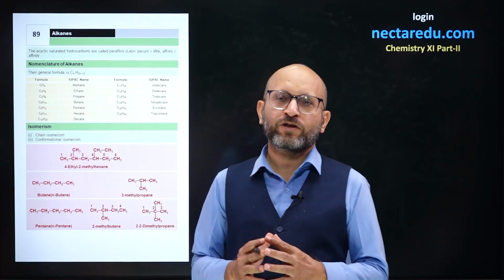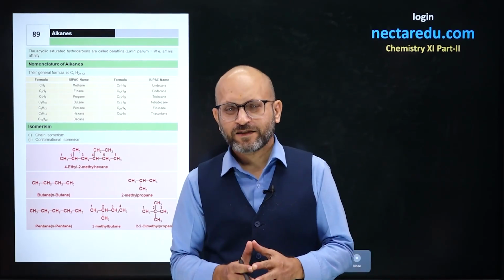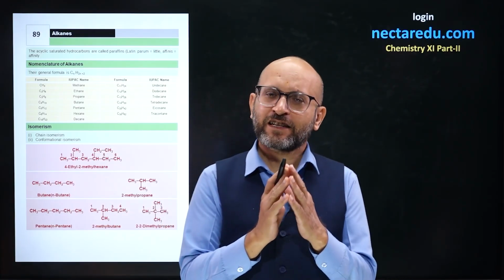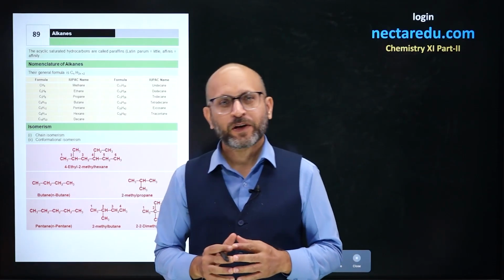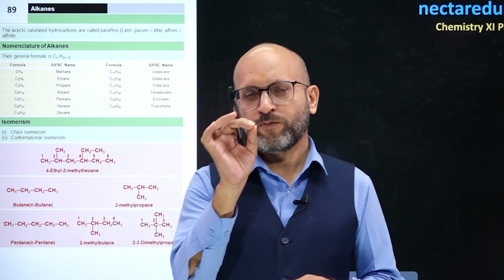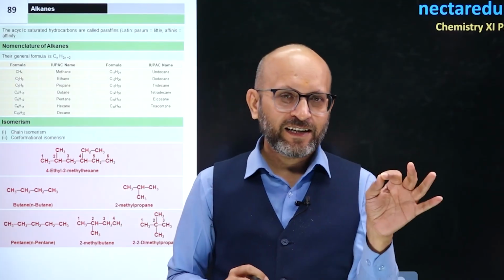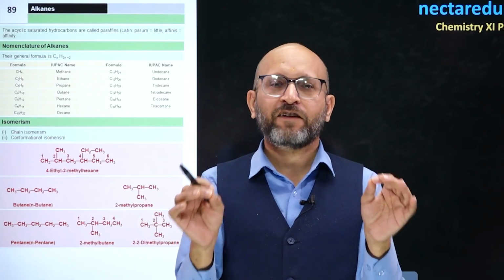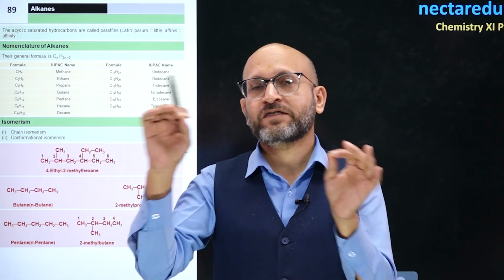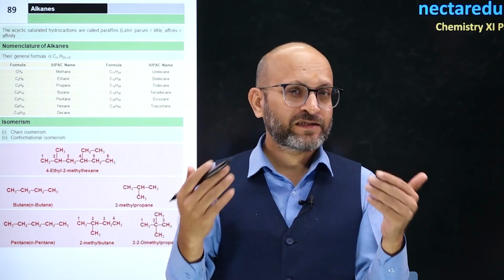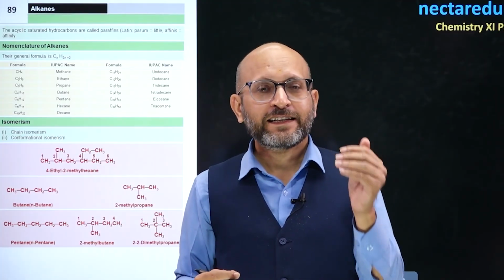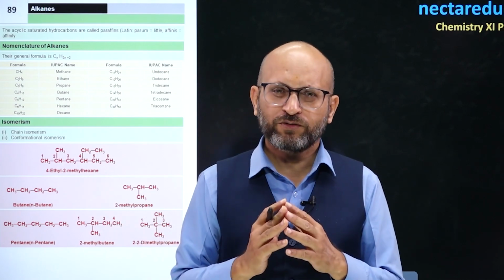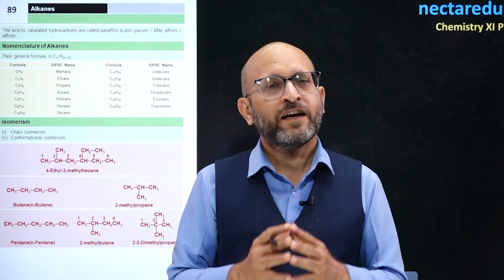Acyclic saturated hydrocarbons are known as alkanes, and the common name for alkanes is paraffins. Why has this name been given? Paraffins, if you break that down, para means little, affinus means affinity. So alkanes have only little affinity towards other molecules. What does that mean? That means alkanes do not show much reactivity. They do not react with other molecules. That is why they have been called paraffins.